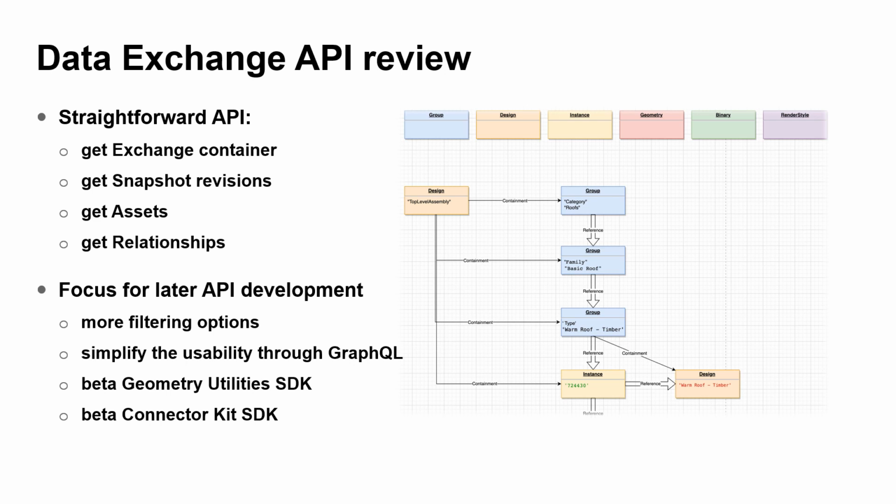If you want previous versions or the difference between versions, check the revisions and use their ID as a filter. The current focus is to fortify the API with more filtering options to be able to narrow down the assets based on ID, type, or even contained properties. Since the output result might look too overwhelming, the engineering team is now working on a GraphQL layer to simplify the API usability. Also, the engineering team delivered the Geometry Utility SDK, which allows you to download the geometry stored in Data Exchange and make it available as a STEP file.